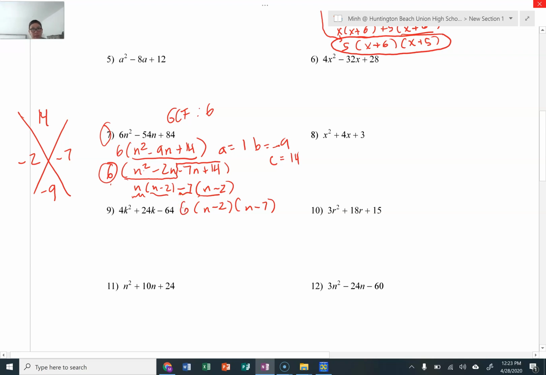All right, make sure you guys nail these down, all right? You got the GCF, and then make sure you go ahead and factor trinomials.